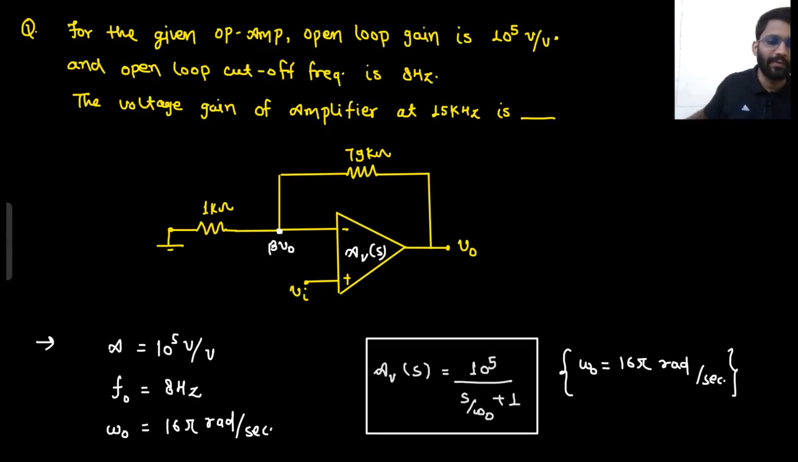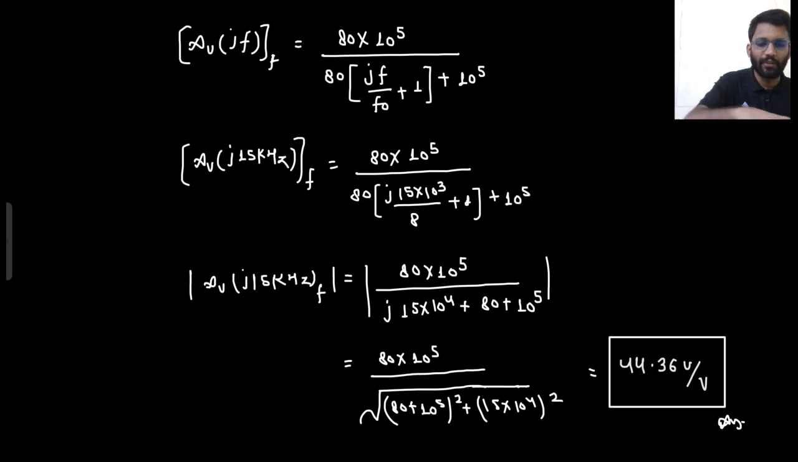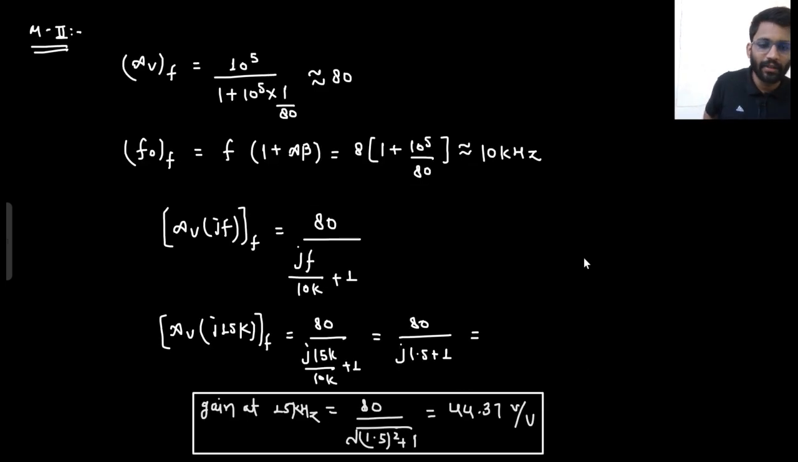Then we solved a particular problem. So any kind of problem you can solve in the examination, right? So this was the exact method, complete exact method, and we got the answer 44.36 volt per volt, and this was the approximation. A very small approximation was there, right?